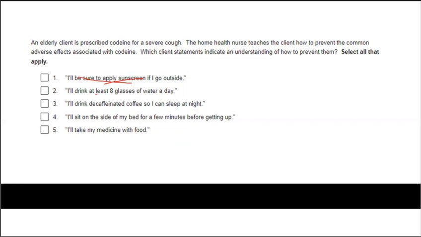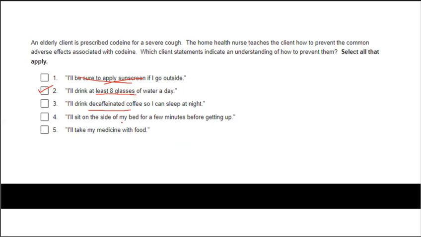I'll drink at least 8 glasses of water. Again, because of that constipation and all of that, drinking 8 glasses of water indicates a good understanding. We need to avoid caffeine, whether decaffeinated or caffeinated. Well, so this would be a wrong choice.